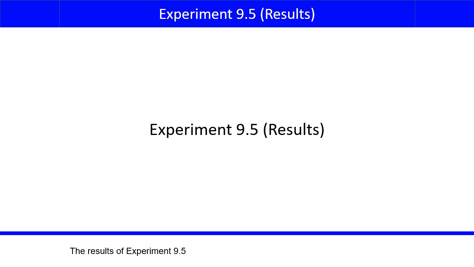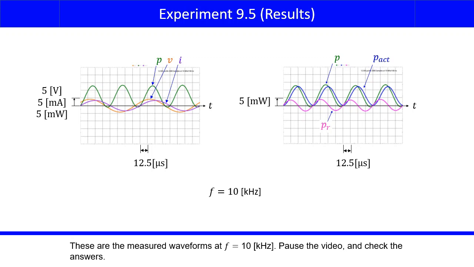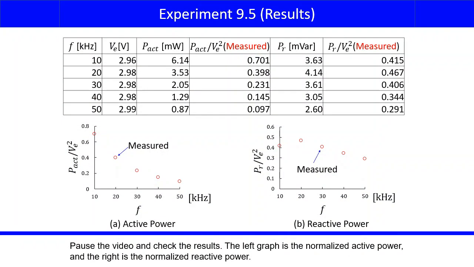The results of experiment 9.5. These are the measured waveforms at f equals 10 kHz. Pause the video, and check the answers. Pause the video, and check the results. The left graph is the normalized active power, and the right is the normalized reactive power.